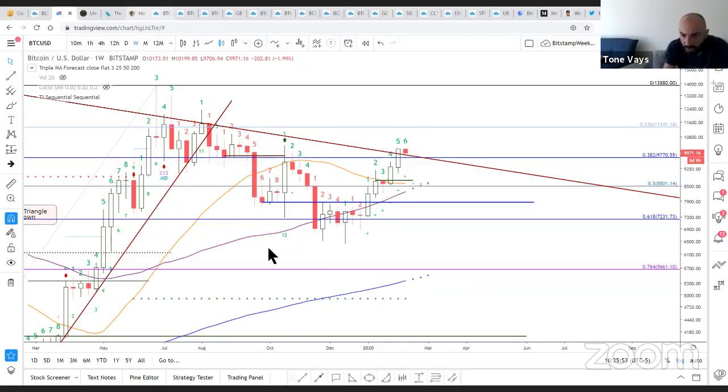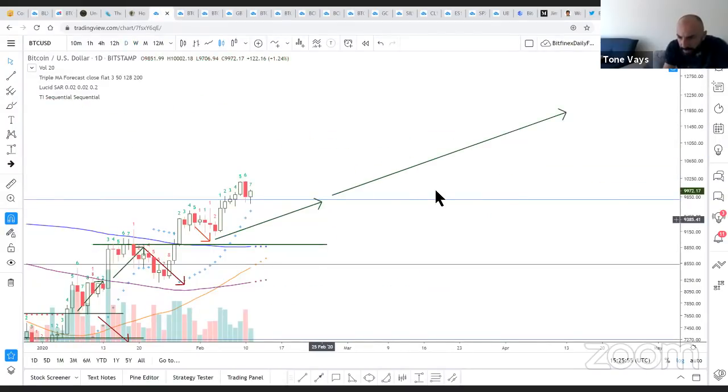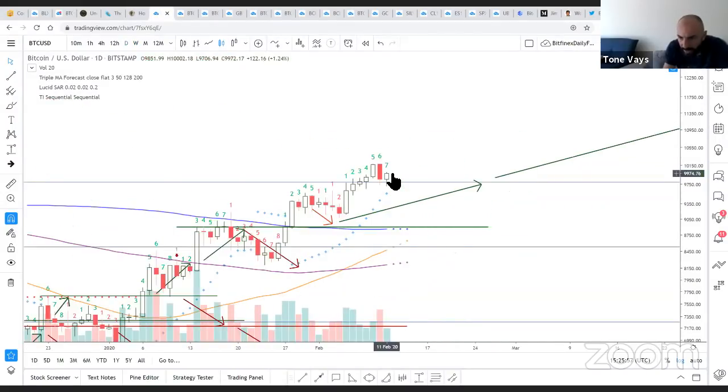All right, let's look at the daily chart. The daily chart still has a shot of getting you on top on the 9 in Japan. All right, let me just finish up the daily.